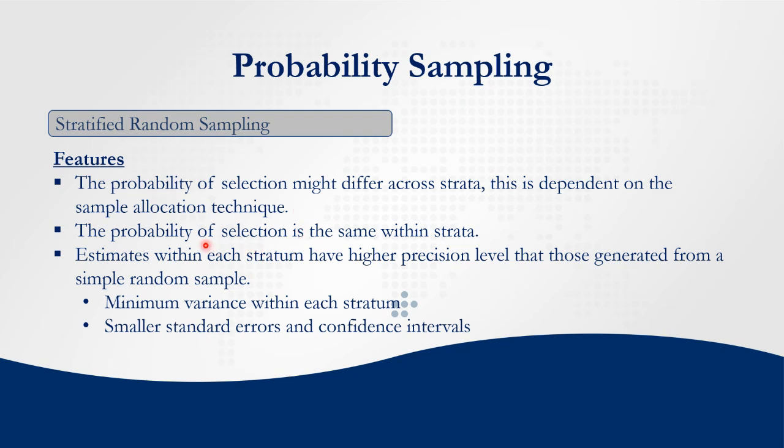Within the strata, the probability of selection will be the same within, but if, let's say, we take proportional to size, the university that is big, the students from that university have a high chance of being selected compared to the students from the smaller universities, if we are using the proportional to size allocation.